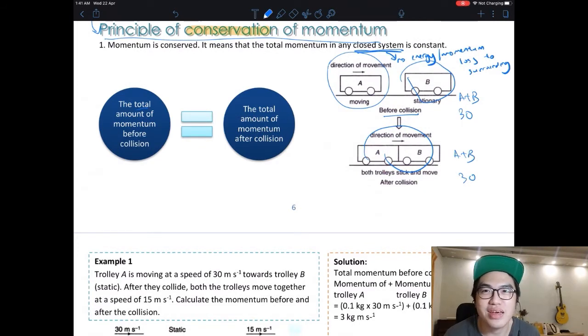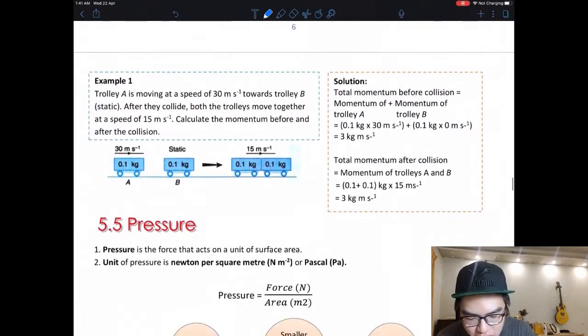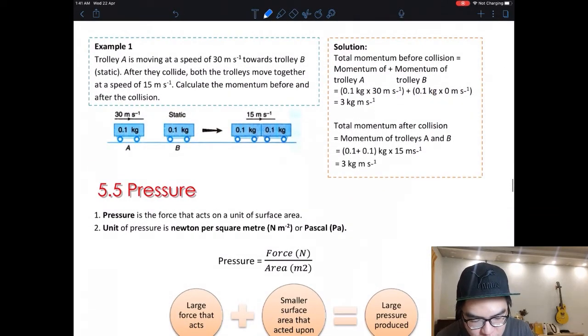It doesn't. Unless you want to study more detail into it, we don't study about detail about this. So let's look at the example. Trolley A is moving at a speed of 30.